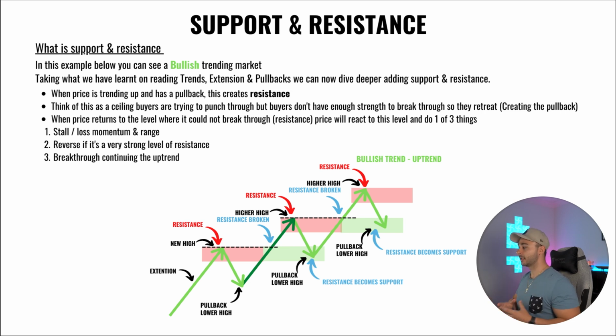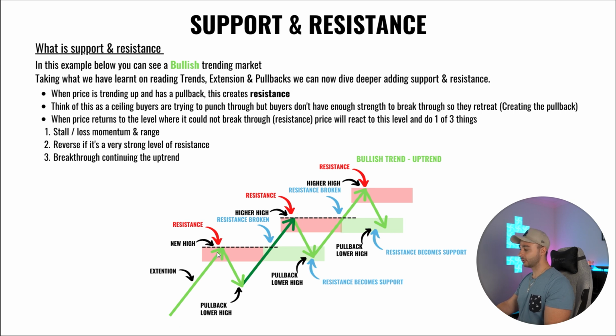Taking what we have learned on reading trends, extensions, and pullbacks, we can now dive deeper, adding support and resistance. When price is trending up and has a pullback, this creates resistance in the market. So in this example, I know it looks a bit overwhelming, but bear with me. We have this extension up like we're talking about with the trends: pullback, extension up, pullback, extension up, pullback.